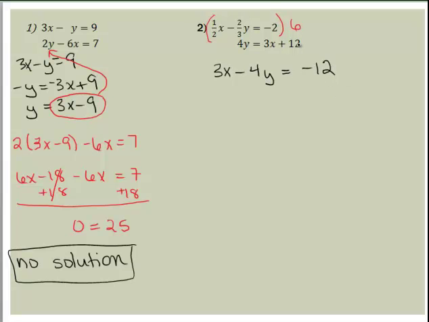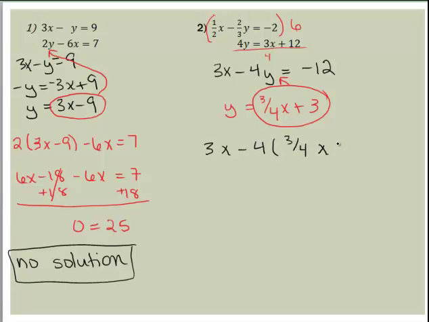Now we can go ahead and solve the second equation for y. That may be the easiest thing to do. So we just divide everything by 4. And we get y is equal to 3/4 x plus 3. We want to take all of this and substitute it in for y in the other equation. So we get 3x minus 4 times (3/4 x plus 3) equals -12.